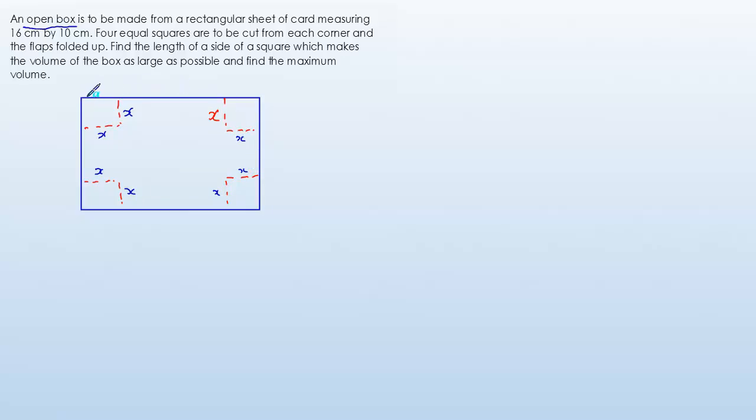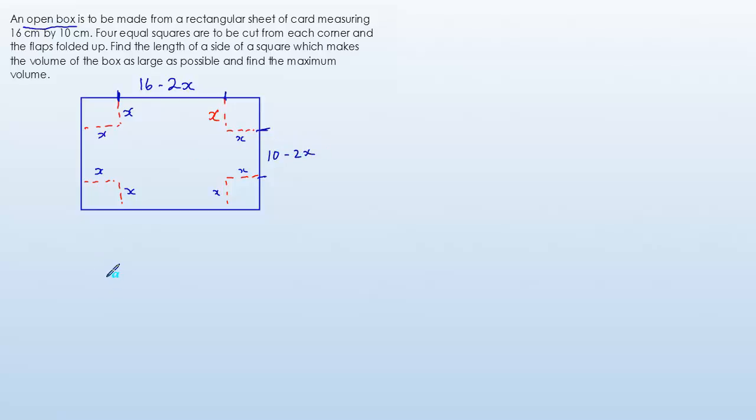If this side was originally 16 centimeters, when we fold up, it's going to fold from here to here. That's going to produce the side of our box. So it's going to be 16 minus 2x. And by the same argument here, this is going to be 10 minus 2x.